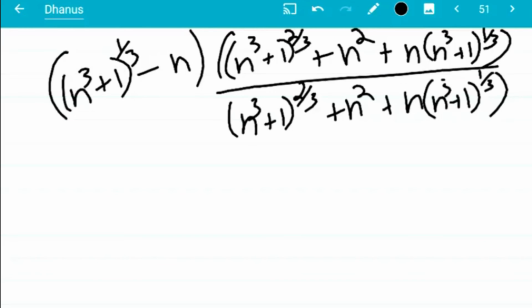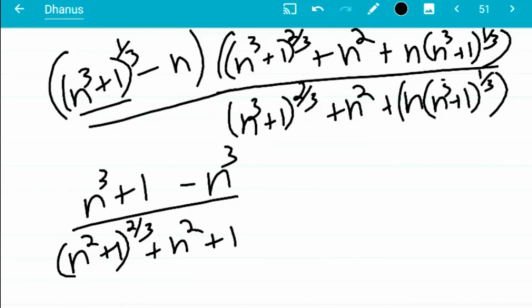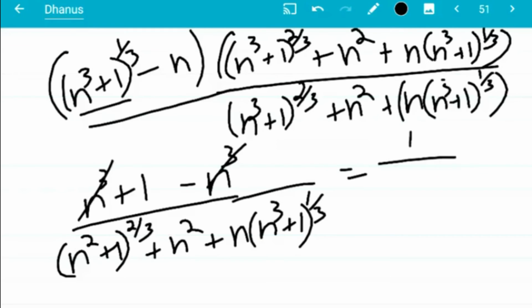And the numerator will be equal to a cube minus b cube form. There a equals n cube plus 1 all raised to 1 by 3, the power 3 and 1 by 3 will get cancelled, and b cube will be n cube, divided by n cube plus 1 all raised to 2 by 3 plus n square plus n into n cube plus 1 all raised to 1 by 3. And the numerator will become n cube minus n cube, cancelled, and 1 by this term.